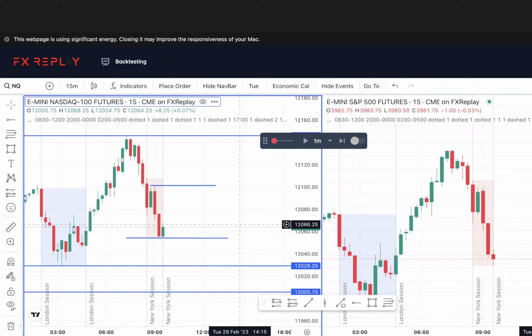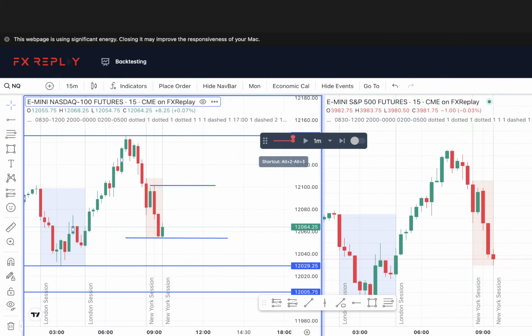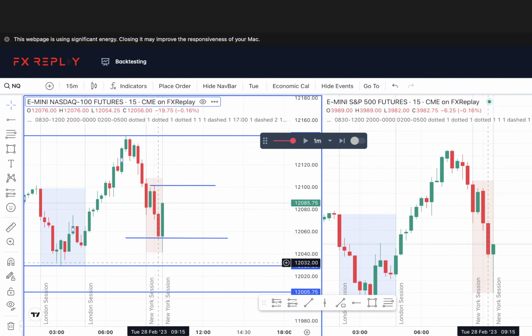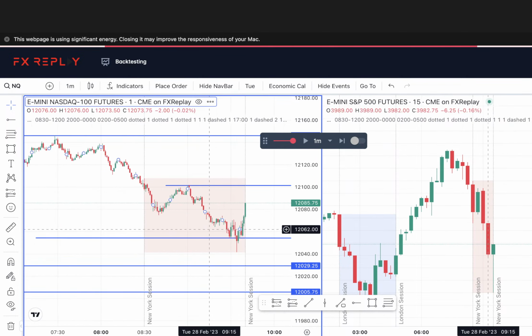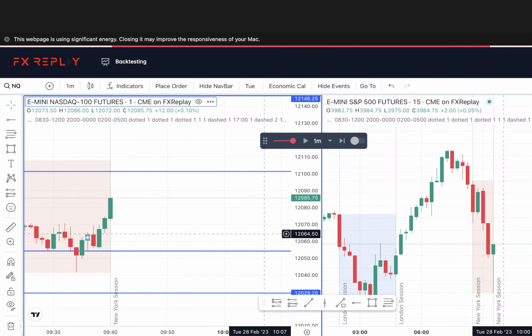15-minute analysis time, and then 1 minute execution. So okay, we got a wick to the downside and the reverse. I mean, we could wait till it breaks that, but I think that's a strong low movement there. What do we have on the 1 minute?